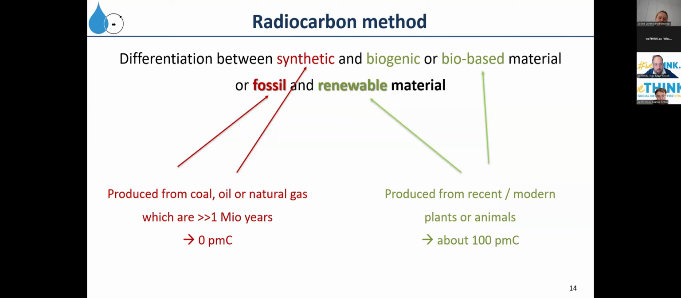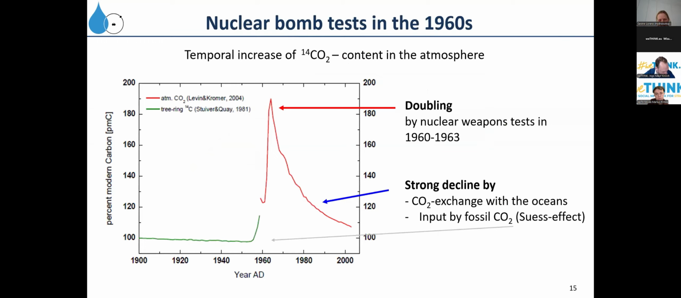And therefore, it's a very elegant method to differentiate between synthetic and biogenic or bio-based material, to differentiate between fossil or renewable material. As anything which we produce today, which we grow or build today, is 100% modern carbon, and anything synthetic is 0% modern carbon. And this goes for any isotope in the material. But of course, it is not that easy. And now we come to the problems and uncertainties of the method.